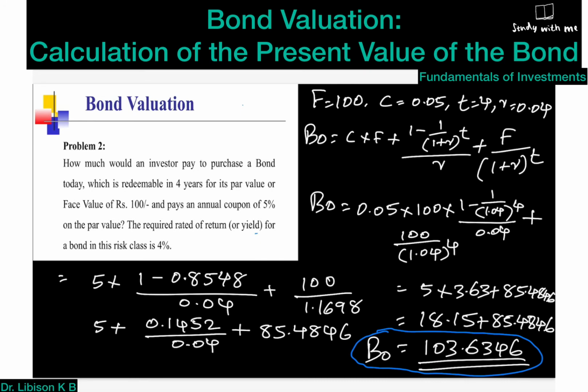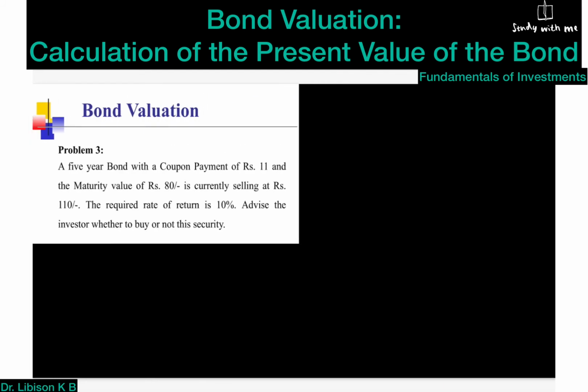Okay, so this is how we solve problem number 2. I hope you follow with me. So let us move to problem number 3. Read the problem. A 5-year bond with a coupon payment of rupees 11 and the maturity value of rupees 80 is currently selling at rupees 110. The required rate of return is 10%. Advise the investor whether to buy or not this security.